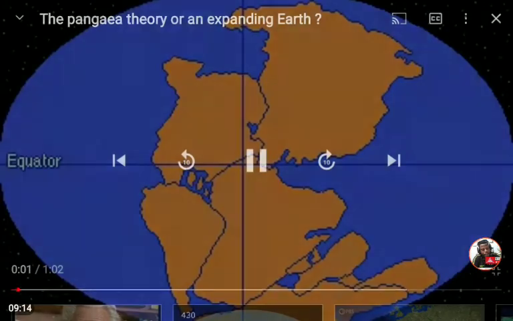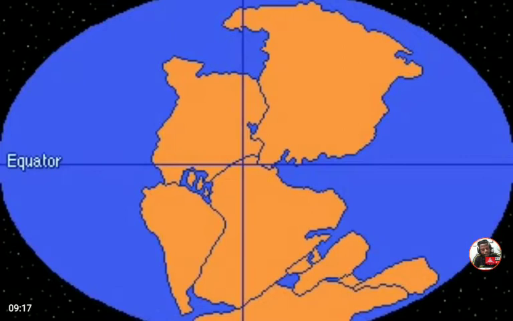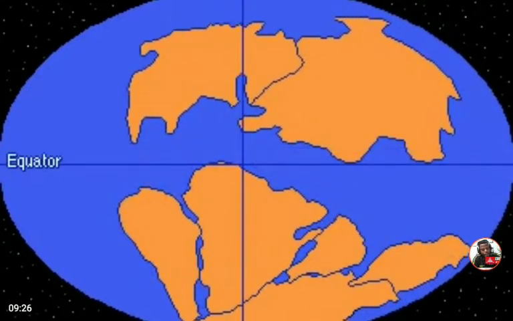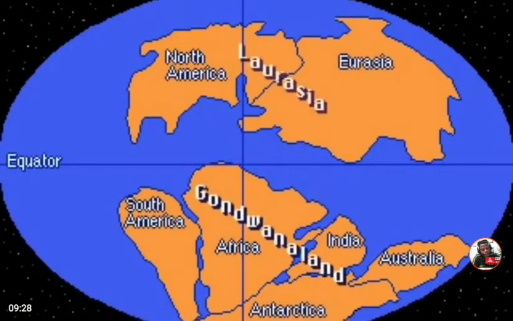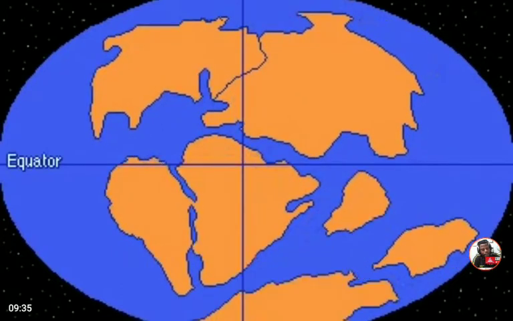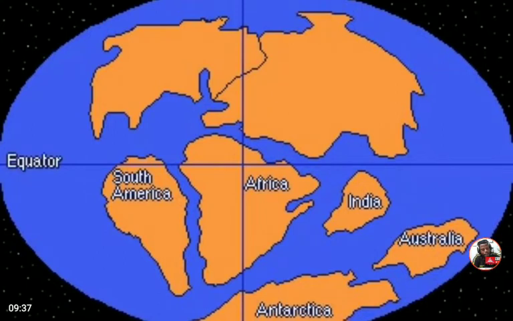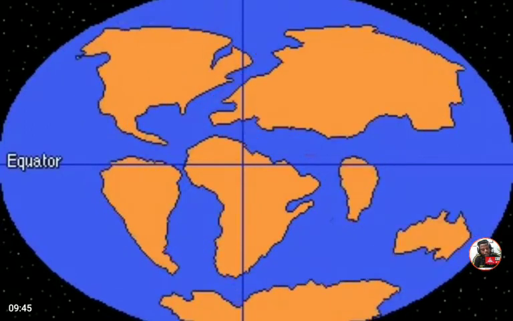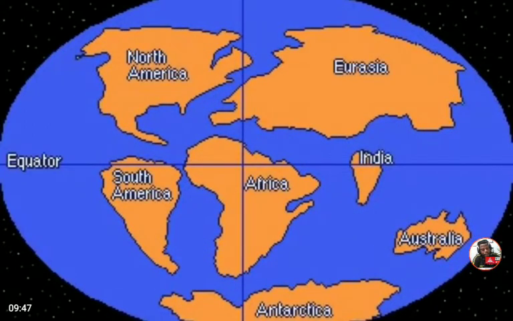Earth scientists theorized that 200 million years ago, the continents formed part of a single giant landmass called Pangaea. Pangaea split into 2 land masses called Gondwanaland and Laurasia. Over time, Gondwanaland broke apart, forming the continents of South America, Africa, the Indian subcontinent, Australia, and Antarctica. Laurasia split into North America and Eurasia.